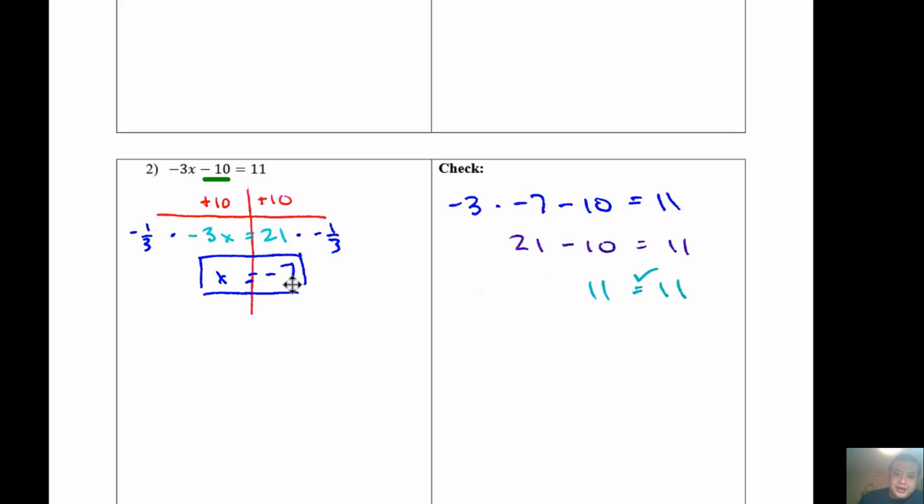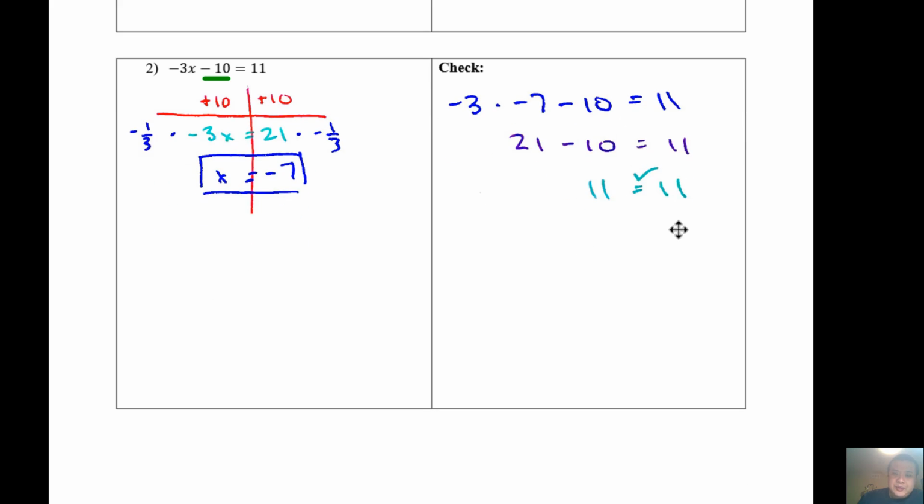To check it, we plug negative 7 in right here. And so we get negative 3 times negative 7 is positive 21, minus 10, which is 11. Then that means that we did it correctly.